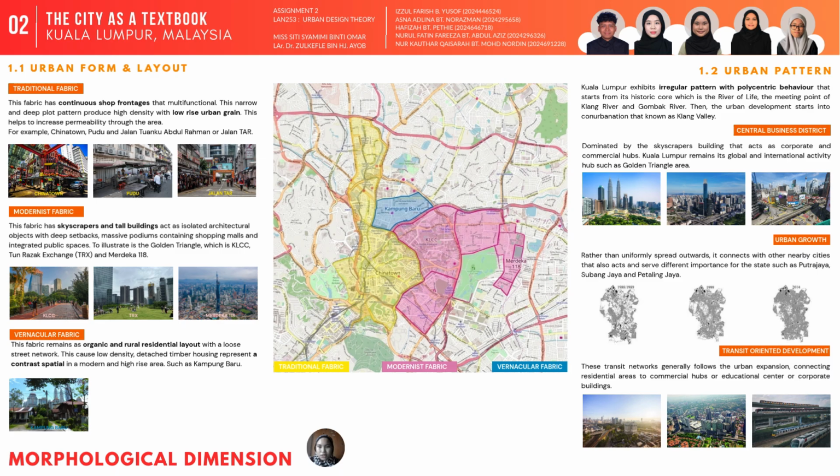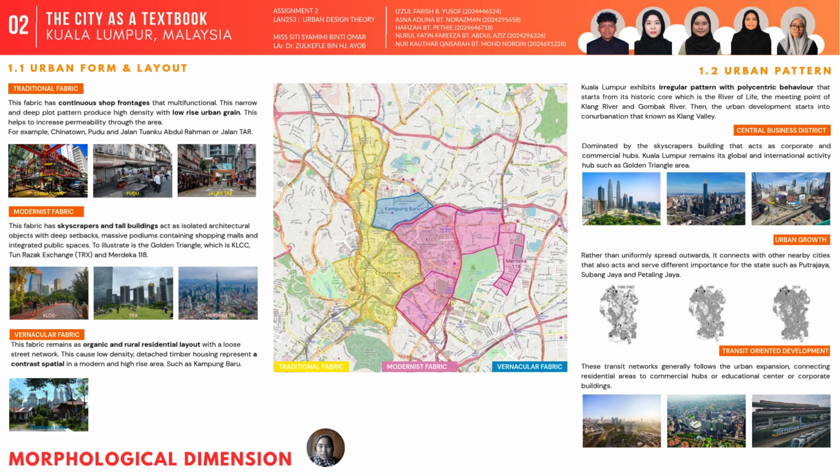That is multifunctional. This narrow and deep plot pattern produces high density with a low-rise urban grain. This kaki lima also helps to increase permeability through the area. For example, we can see it in the area of Chinatown, Pudu, and Jalan Tuanku Abdul Rahman, or locally known as Jalan Tar. And the second one is the modernist fabric.